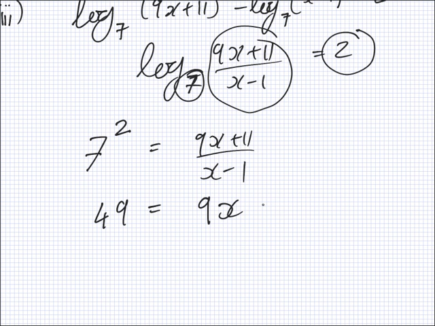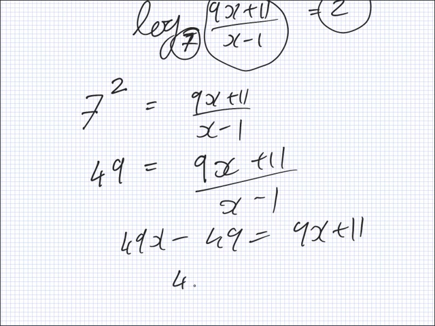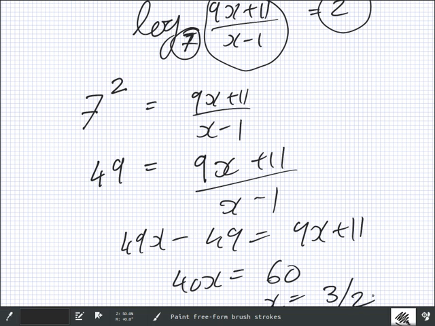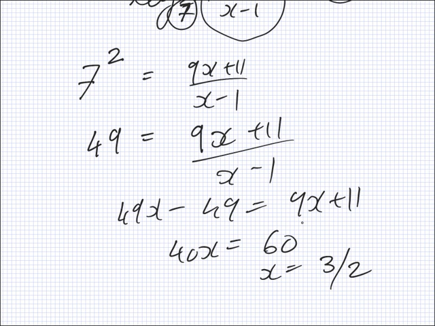49 equals 9x plus 11 over x minus 1. Cross multiplying, 49x minus 49 equals 9x plus 11. 40x equals 60. x equals 60 over 40, which is 3 over 2. That's kind of a lot of work for 3 marks.